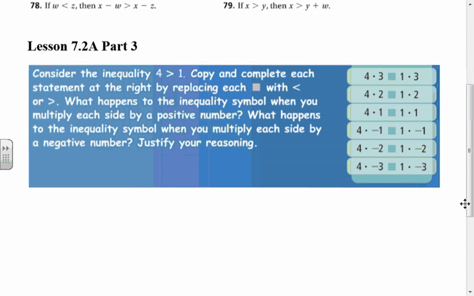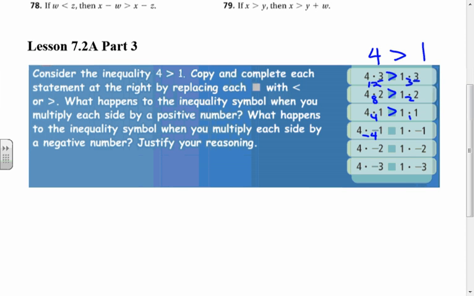So let's say we start with the inequality 4 is greater than 1, and we start doing some things to that. I'm going to multiply both sides by 3. When I do that, I get 12 and 3, and 12 is definitely greater than 3, so we still have a greater than sign. 4 times 2 is 8, 1 times 2 is 2, 8 is greater than 2. 4 times 1 is 4, 1 times 1 is 1, 4 is greater than 1.